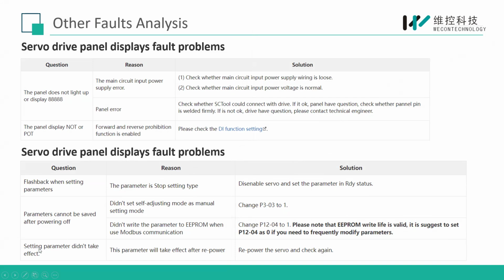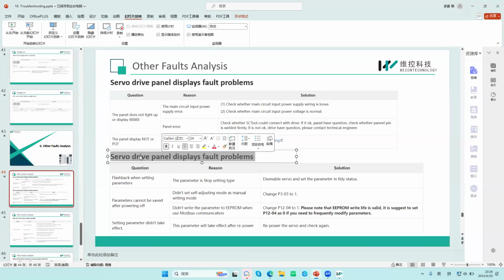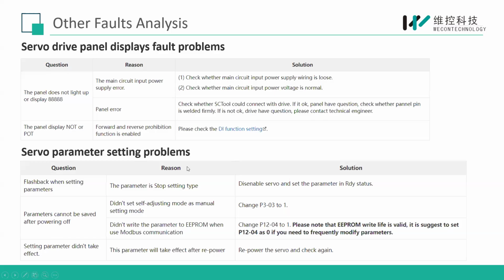Okay, and sorry, I think this title has a question. This should be servo parameter setting progress. For example, when you set the parameter, the panel will flash back because this parameter is stop setting. So you need to disable the servo and set the parameter in ready status.